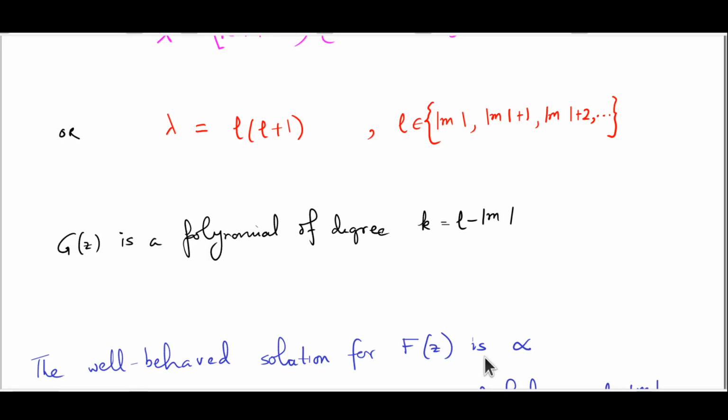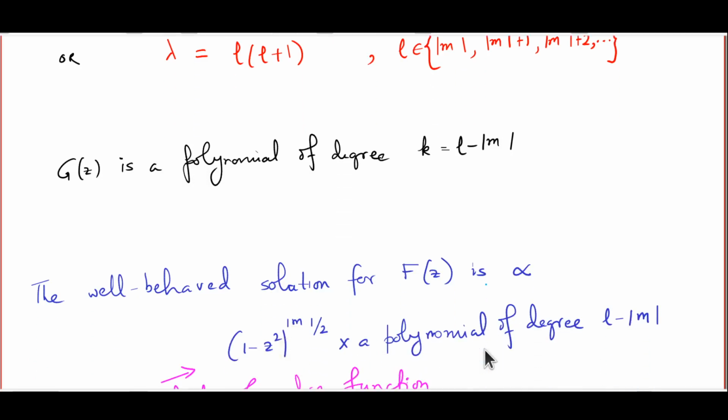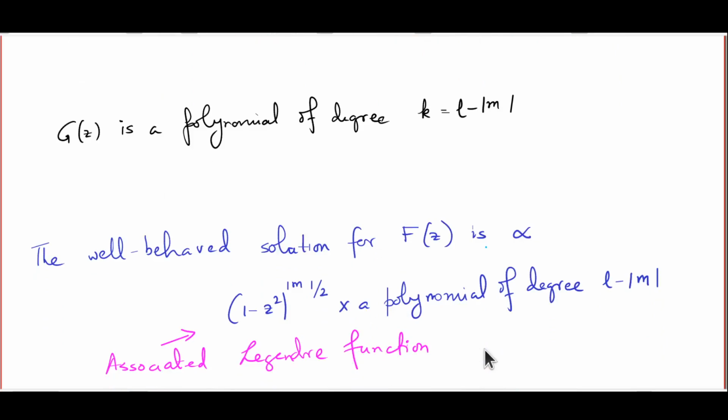Remember that despite having (1 minus z squared) to the power plus |m|/2 in front, that solution would still diverge badly, because g(z) ultimately will behave, if not truncated, as (1 minus z squared) to the power minus |m|. So the well-behaved solution for f(z) as z goes to plus or minus 1 is (1 minus z squared) to the power |m|/2 times g(z), where g(z) is this finite polynomial of degree L minus |m|. And this solution is called the associated Legendre function.